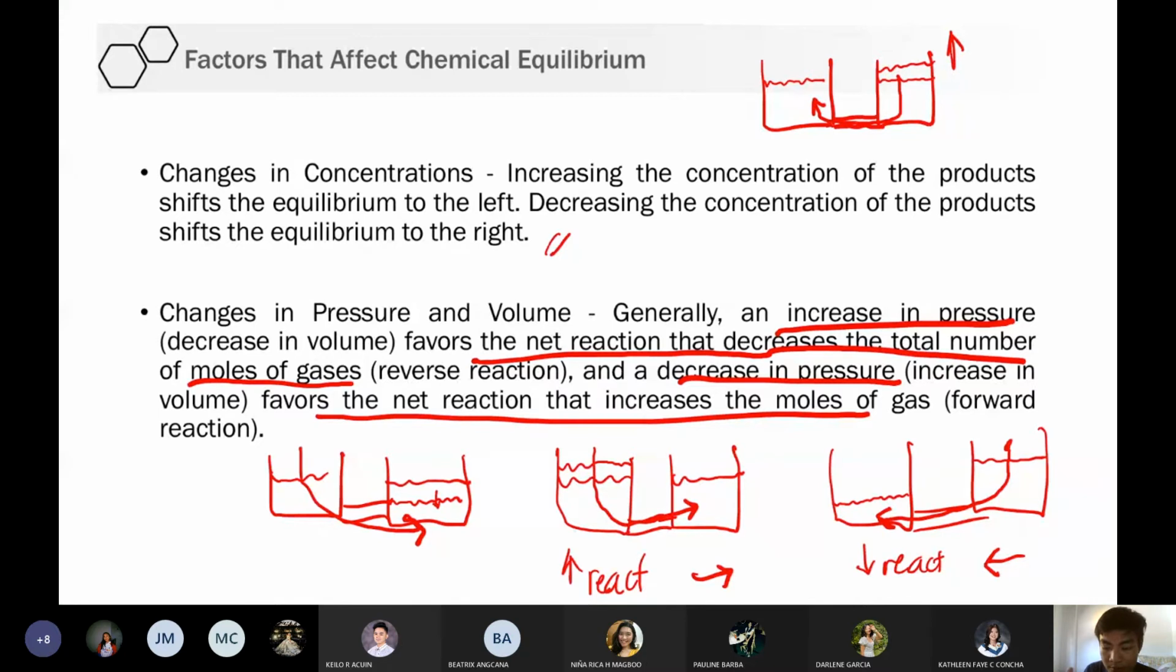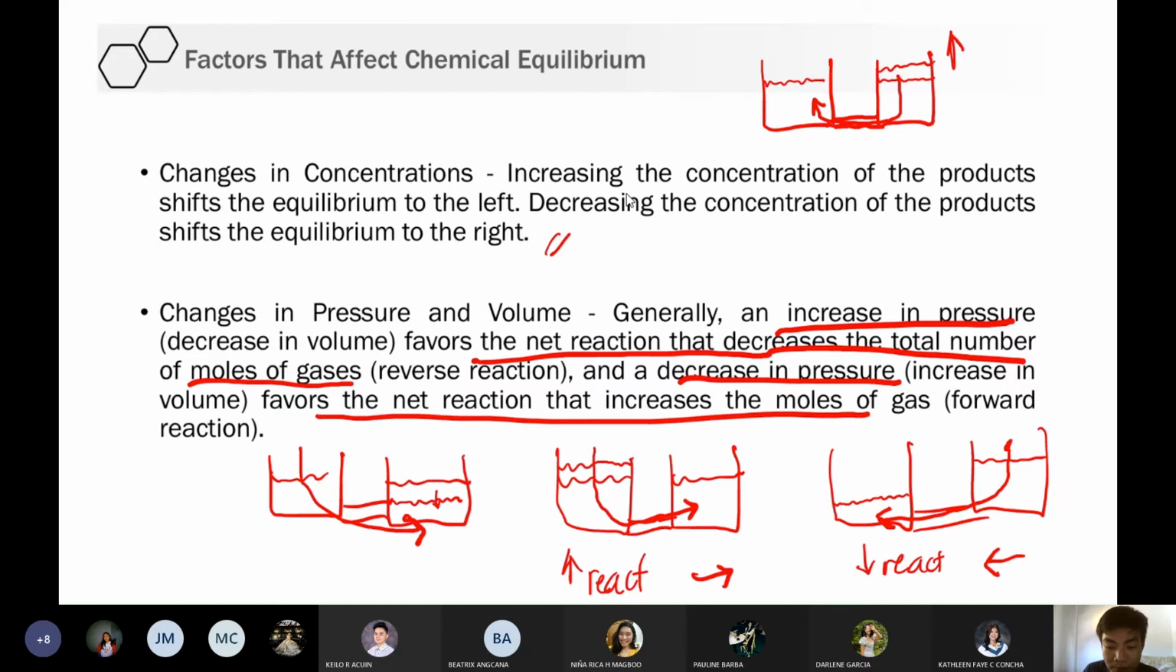As of now, I don't have any analogy for this. So just remember this, that when you increase the pressure, it will favor the side of the reaction with the lowest mole of gas. If you decrease the pressure, it will favor the side with the greater moles of gas. You just have to remember this. I don't have any analogies.